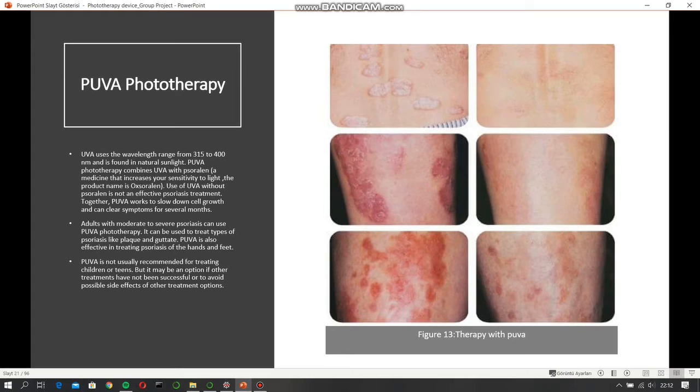Adults with moderate to severe psoriasis can use PUVA phototherapy. It can be used to treat types of psoriasis like plaque and guttate. PUVA is also effective at treating psoriasis of the hands and the feet. PUVA is not usually recommended for treating children or teens, but it may be an option if other treatments have not been successful, to avoid possible side effects, or if there are no other treatment options. As you see in the picture, there's a therapy with PUVA, before and then after, and you see how it has changed.